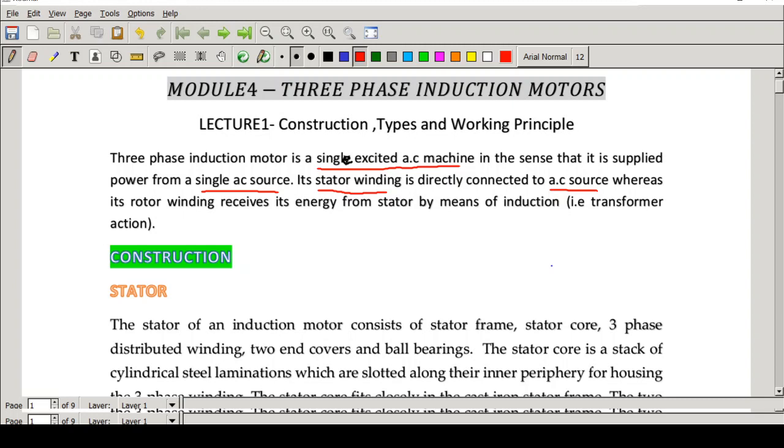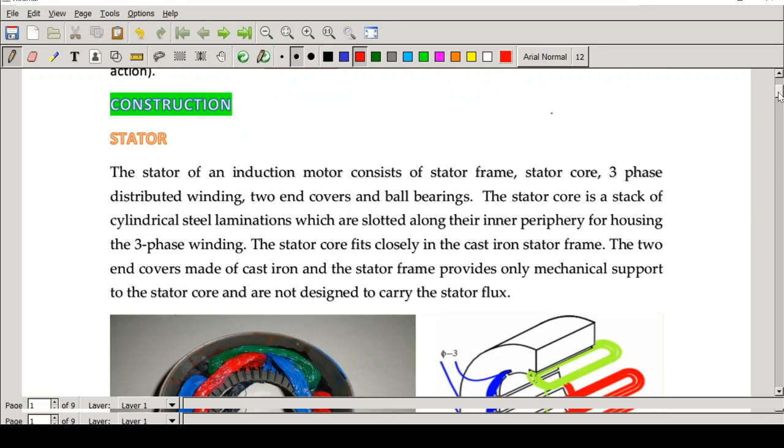That is, the stator winding of a three-phase induction motor is connected to a three-phase AC supply, and the rotor winding will receive energy from the stator by means of induction. That is why this motor is called an induction motor, because the rotor is receiving power through induction. And it is called a single excited AC machine because we are giving supply only to the stator winding, not to the rotor winding. Now we will move on to the construction of the three-phase induction motor.